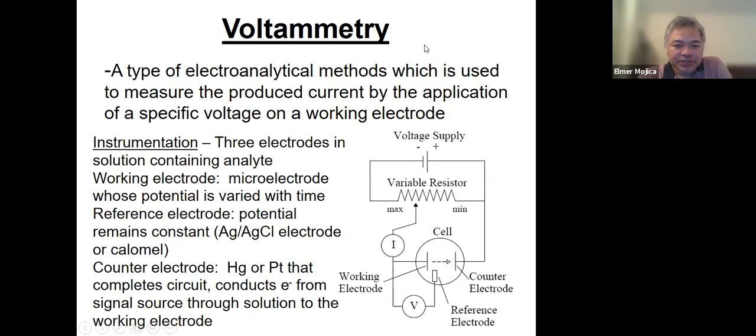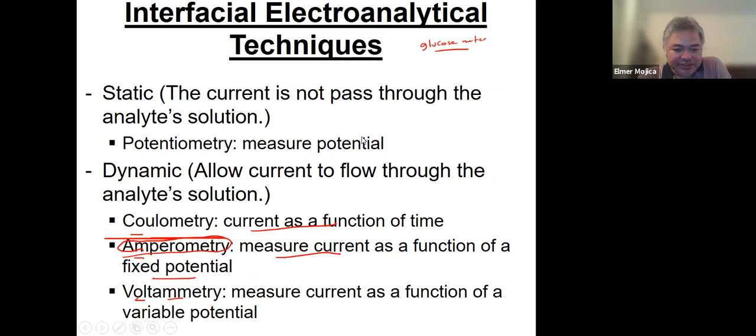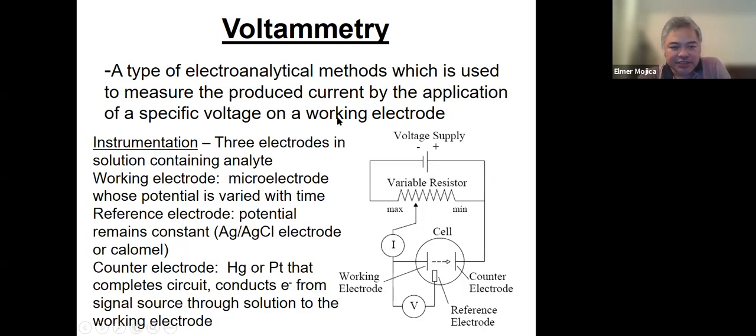In voltammetry, as we mentioned earlier, it measures a current as a function of a variable potential. This is a type of electrochemical method used to measure the current produced by the application of a specific voltage on a working electrode. So we have an electrochemical cell. Usually they are made up of three electrodes. What are these three electrodes? We have the working electrode, the reference electrode, and the counter electrode.